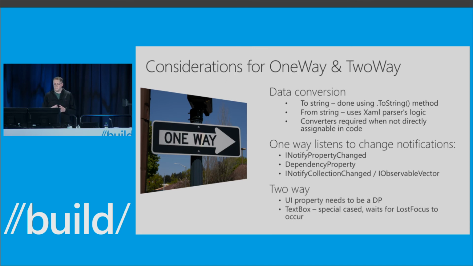Two-way binding, the limitation there is that the property on the UI, I never know whether to call these the source or the target. Everyone gets very confused with that with binding. But the UI property needs to be a DP, a dependency property. We don't listen for events. We just use that same dependency property change notification mechanism to hook this up. The one exception that we've special cased is the text property on TextBox, in which case, to keep the same kind of behavior as before, we now listen to LostFocus, and we wait for that to occur before we update the text property. Other than that, it's very, very similar to classic binding.